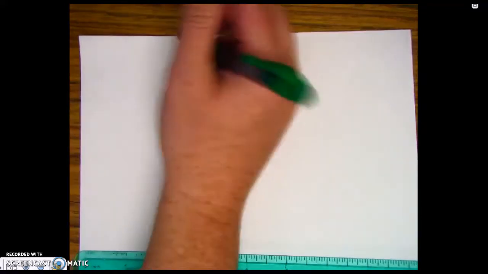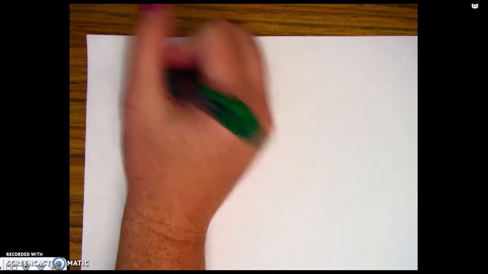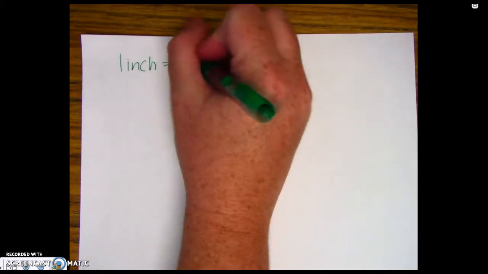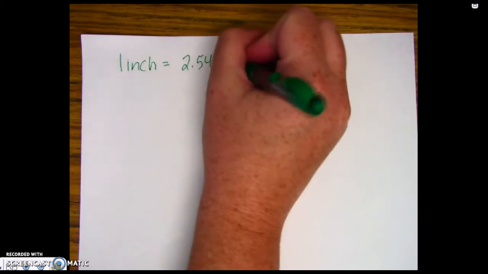Hey guys, I'm going to try and explain in this video why we are cubing our centimeters cubed, or our inches cubed, or our feet cubed when we're working with some of these dimensions. So we know that 1 inch is equivalent to 2.54 centimeters.